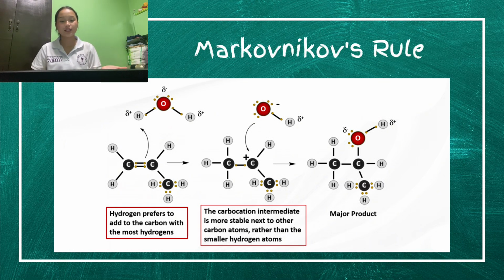Markovnikov's rule is significant in industrial and pharmaceutical chemistry. It plays a vital role in alcohol production, polymer synthesis, and drug manufacturing, ensuring that reactions occur efficiently and predictably. By understanding how Markovnikov's rule governs these addition reactions, chemists can manipulate reactions to synthesize desired compounds more effectively.